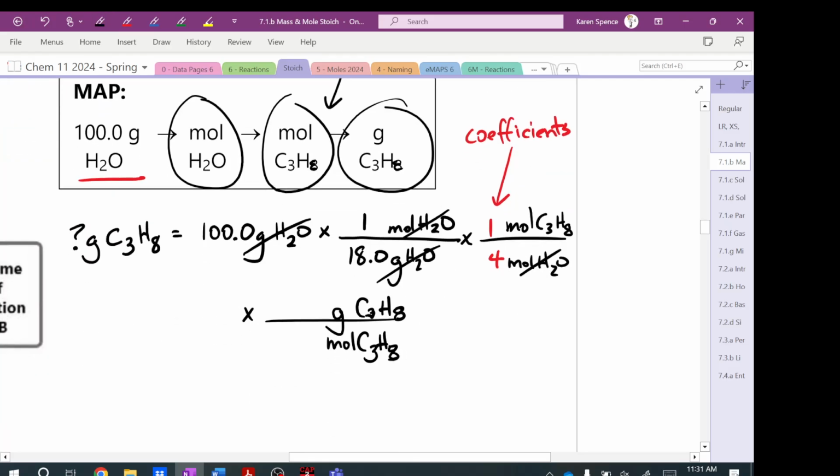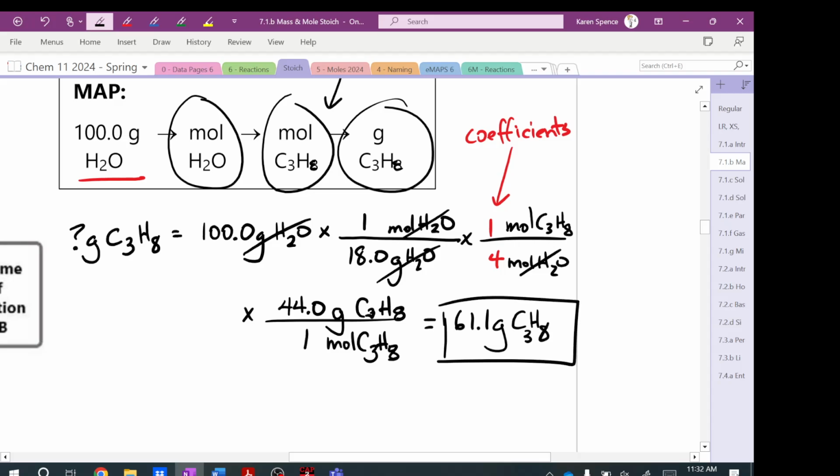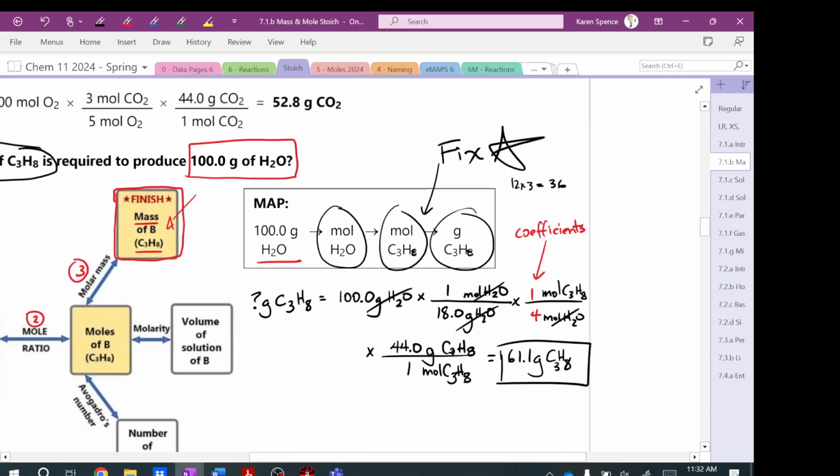C3H8 doesn't work if you just have 3 of them. So anyway, that's another 44. 44 over 1, and then you just do your math. 100 divided by 18, divided by 4, times 44 equals 61.1 grams of C3H8. Easy enough?